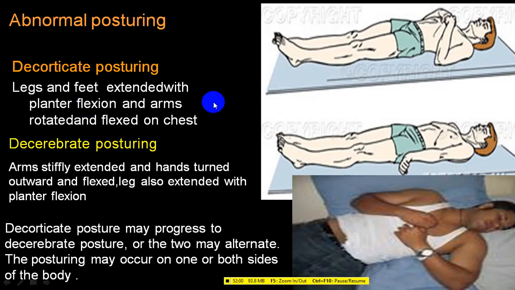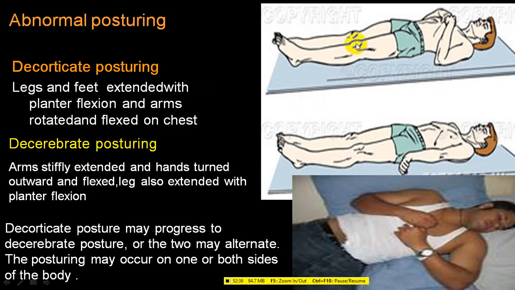There is a peculiar posture which you will see in extensive damage to the cerebral cortex because of raised intracranial pressure or cerebral edema, etc. We call it a decorticate posture, in which the upper limbs are flexed. There is flexion at the wrist, and flexion at the elbow, while the legs and feet are extended with plantar flexion of the foot. This is called decorticate posture.